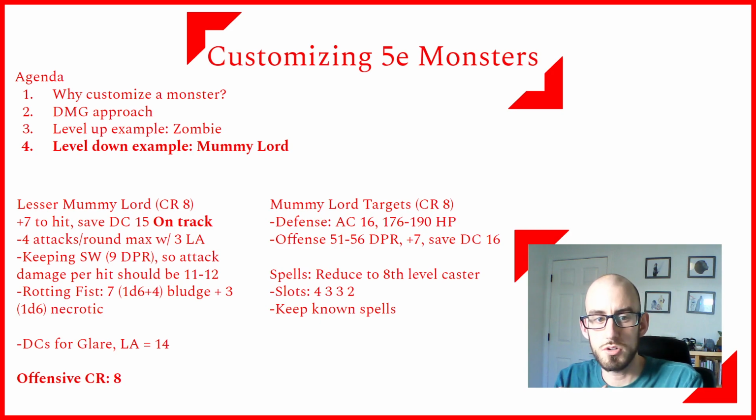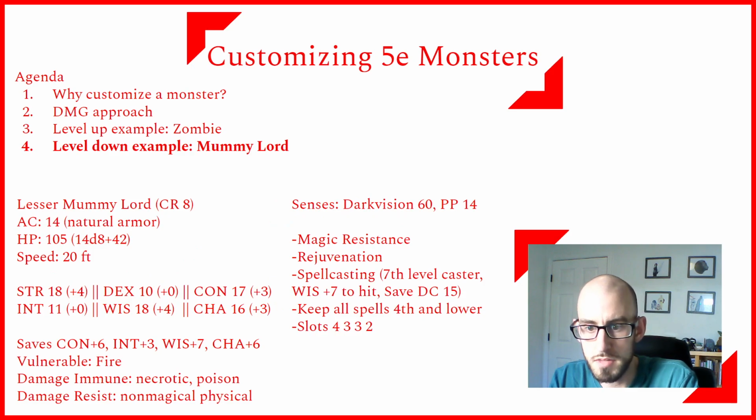So let's just kind of go through and talk about what the final stats are, since it is a bit of a complicated spell block. And if you want to pause the video to copy these down, feel free, and I'll talk through them. So we have an armor class of 14 with 105 hit points. Our speed is only 20 feet, and I did not change any of the Mummy Lord's base attributes.